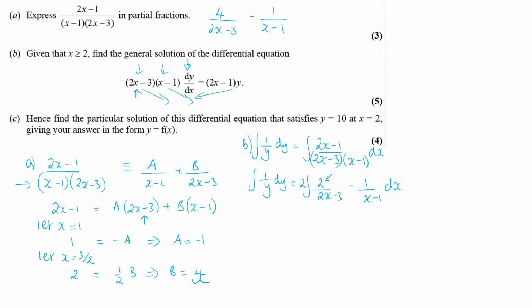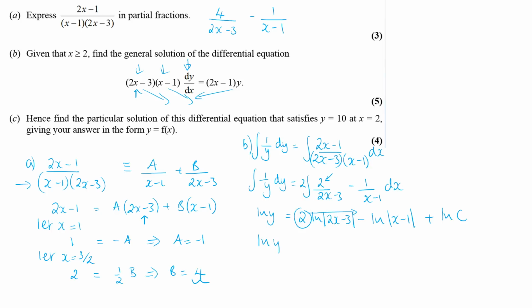1 over y integrates to the ln of y is equal to 2 times the ln of the 2x minus 3, and then minus the ln of the x minus 1, and then plus c. Now, instead of writing plus c, because I can see all of these are ln's, my constant, I can just write the ln of c. If c is a constant, the ln of it will still be a constant, so just writing that as an ln. And then using my log laws, this 2 here can come up and be a power.